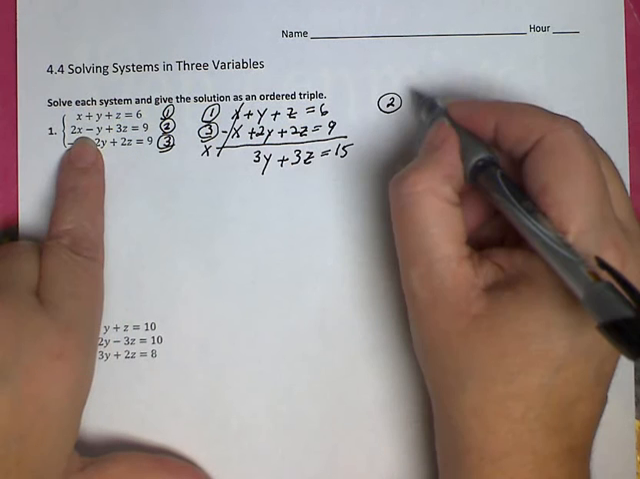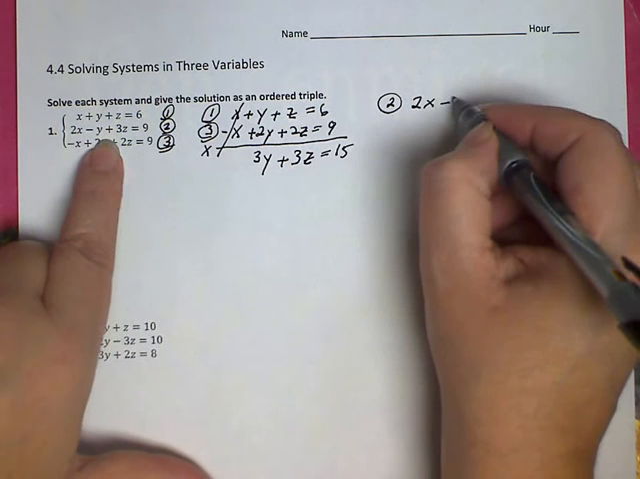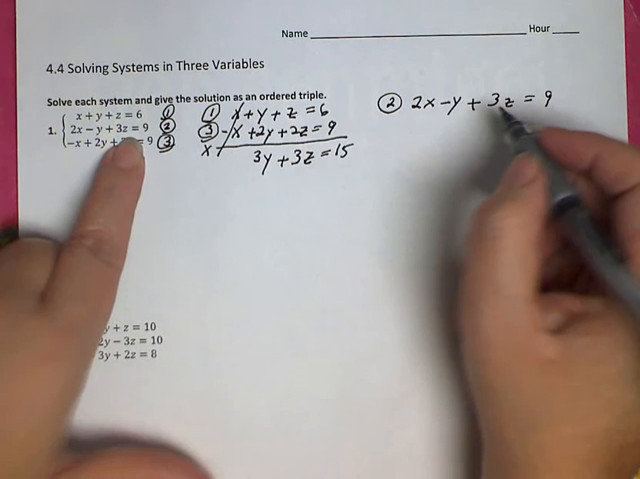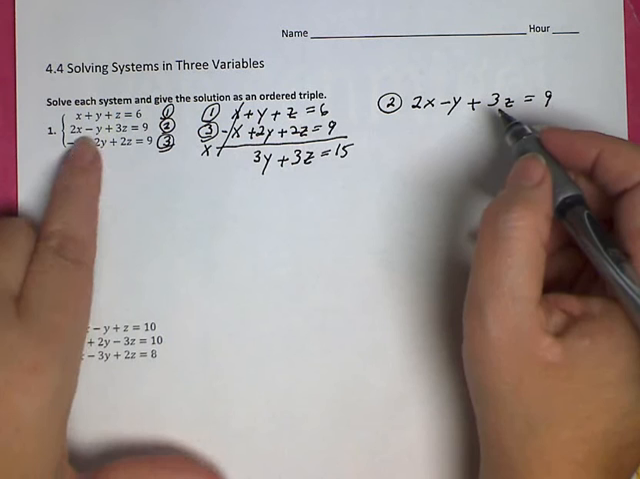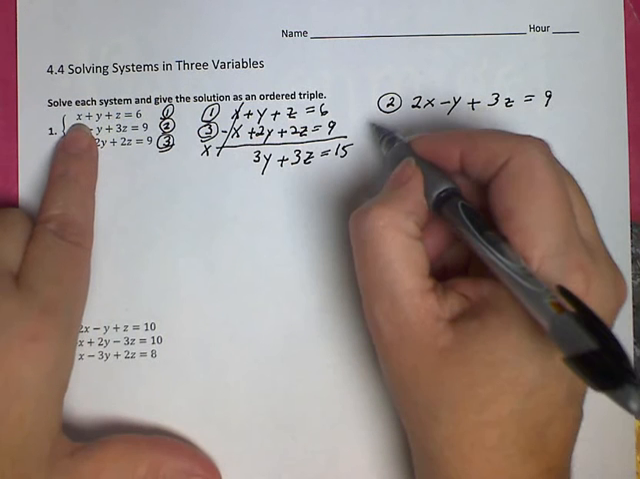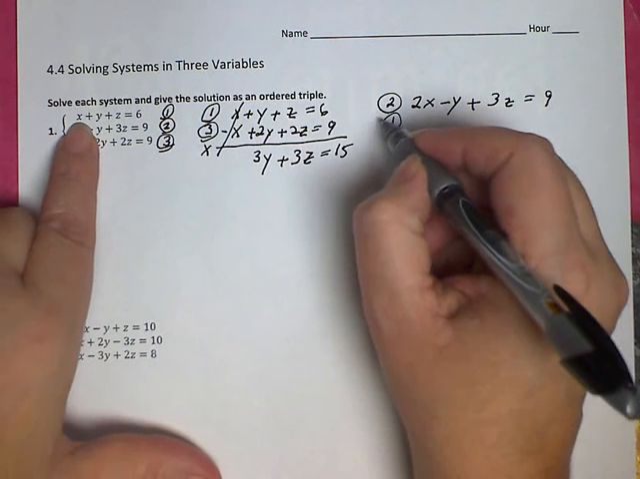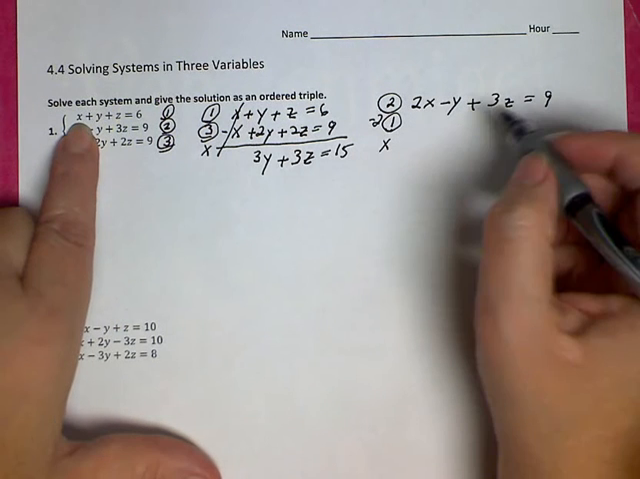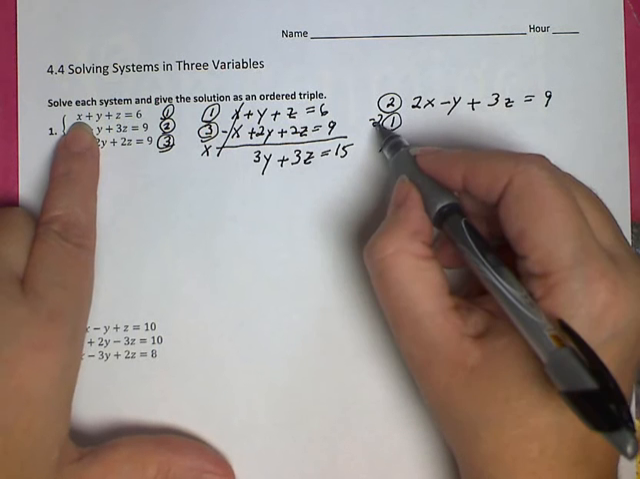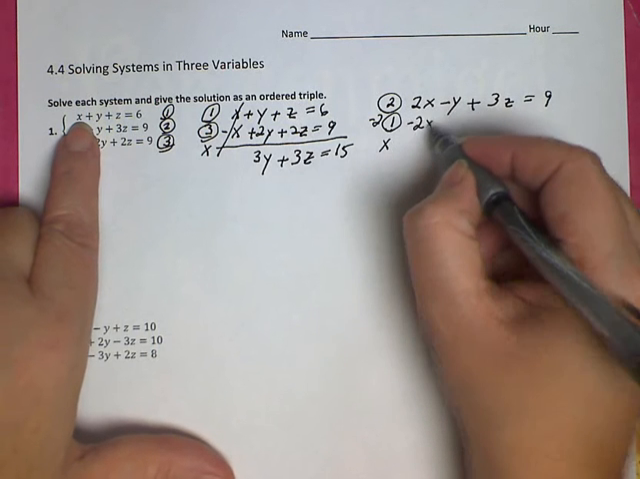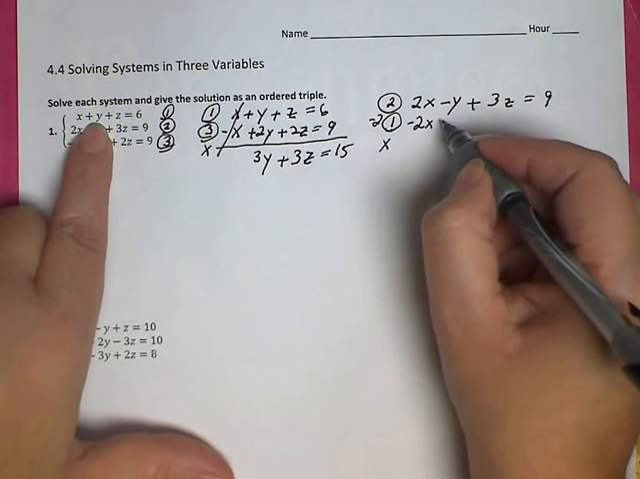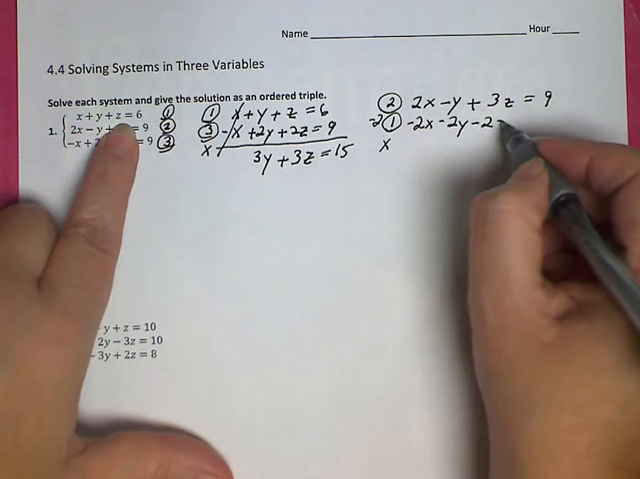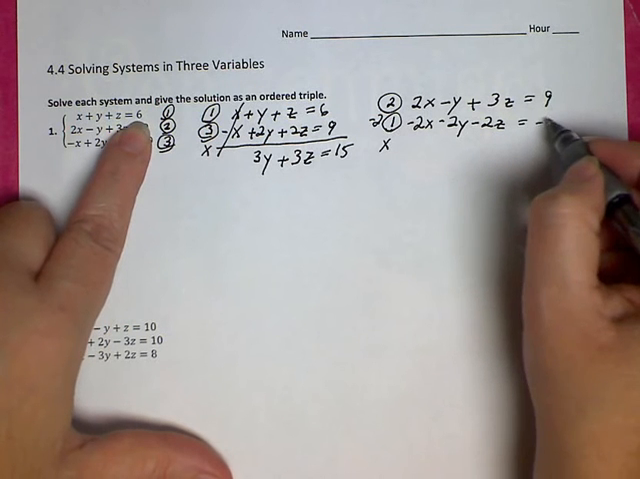So I have 2x minus y plus 3z is equal to 9. And I still have to eliminate x's, so I'm going to multiply number 1 by a negative 2. I'm still going to get rid of my x's though. So I have negative 2 times x gives me a negative 2x. Then we have negative 2y, negative 2 times z is negative 2z, is equal to negative 12.